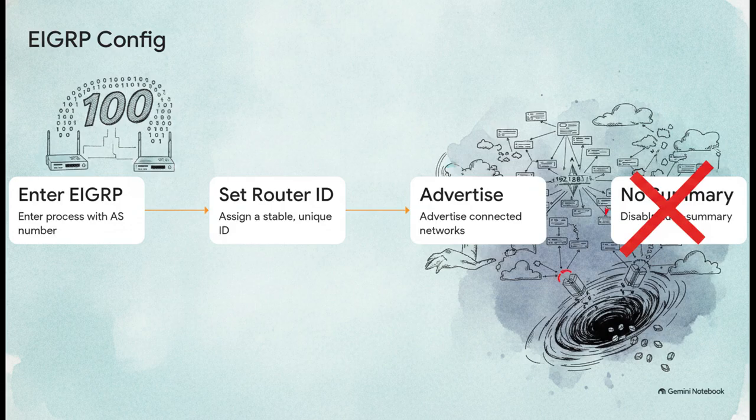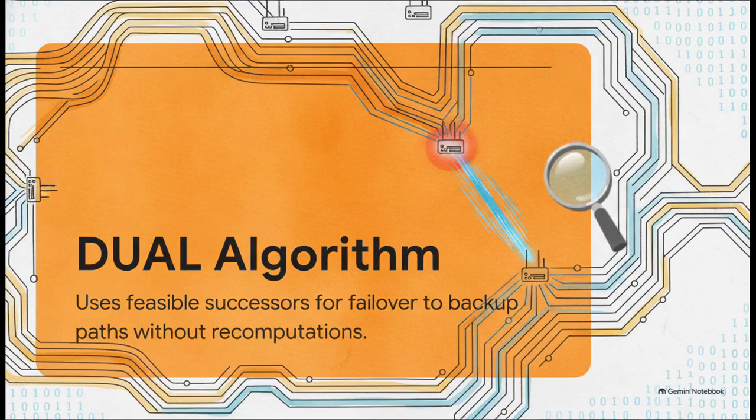This is absolutely critical because modern networks are discontiguous, meaning subnets are broken up and spread all over the place. If we don't disable auto summary, the router might bundle routes together incorrectly and literally send traffic right into a black hole.